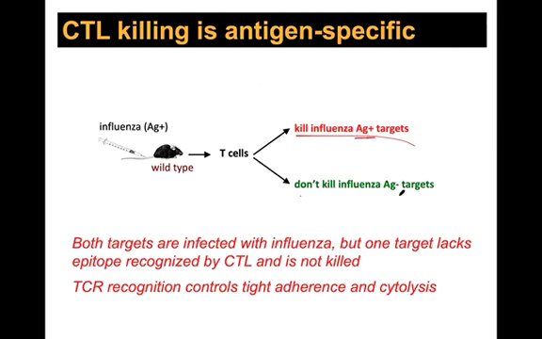Even if they're infected, but they don't have the epitope to present on MHC, then they're not going to present anything to T cells and they won't be killed. Okay, so it's really the TCR recognition of antigen that controls whether or not that cell sticks to the target cell, polarizes itself, and releases the killing machinery.